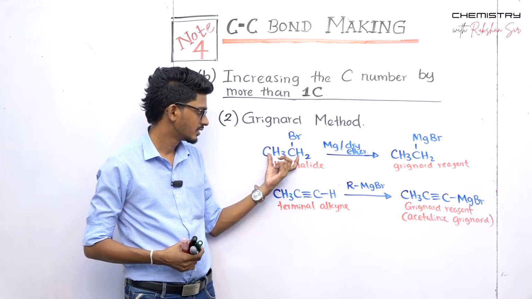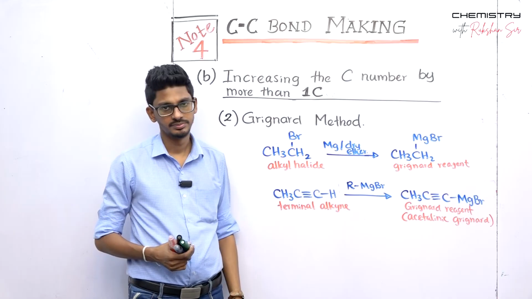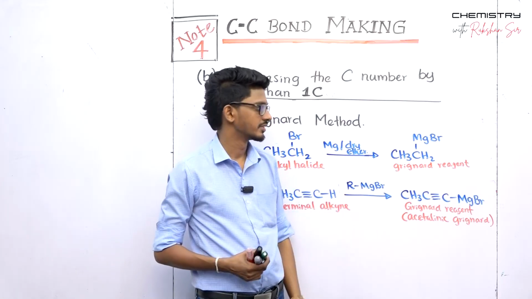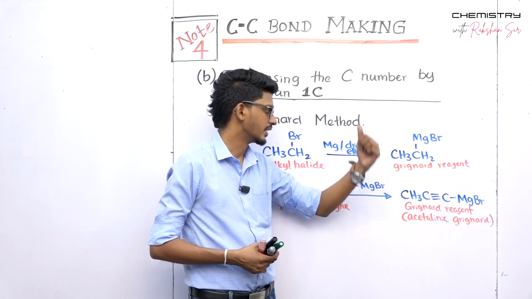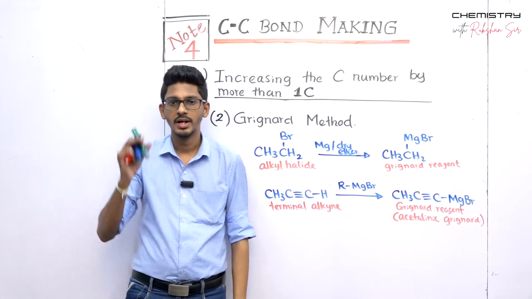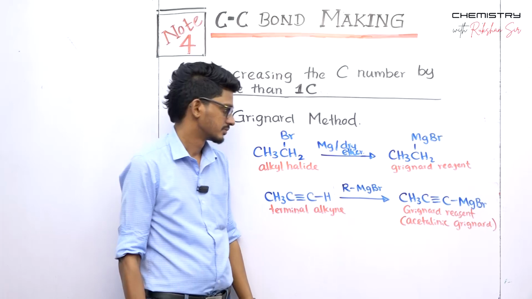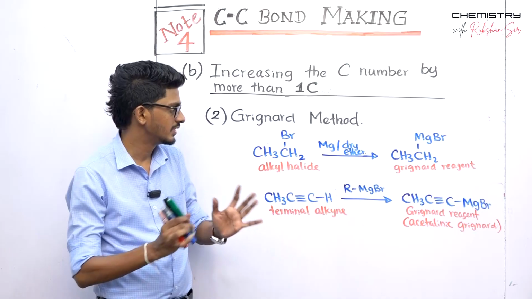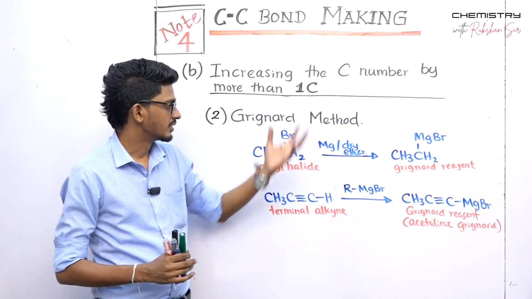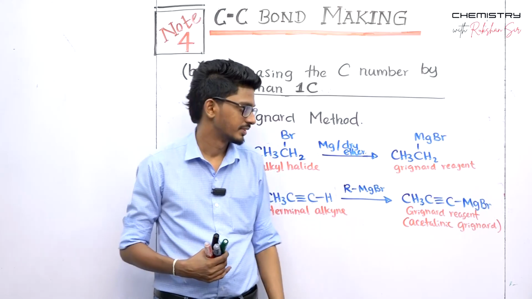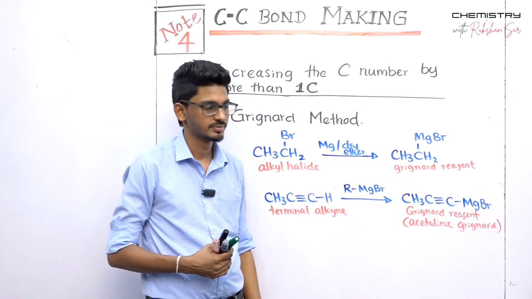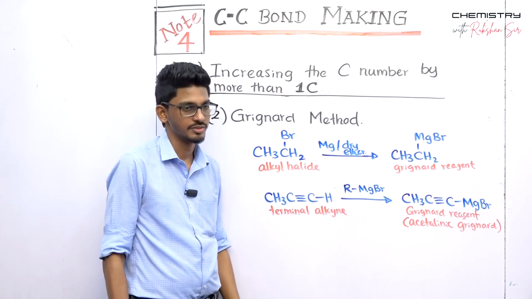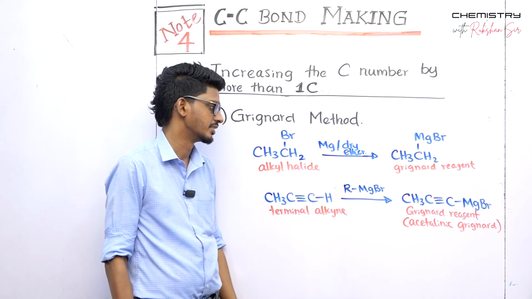Simply, Grignards can be made like this: take an alkyl halide and add magnesium in dry ether medium, so that you get the Grignard reagent, MgBr connected to the alkyl group. Before we discuss the conversions, we should know how to produce the Grignard reagent. Then we'll discuss the reactions involving this Grignard reagent.